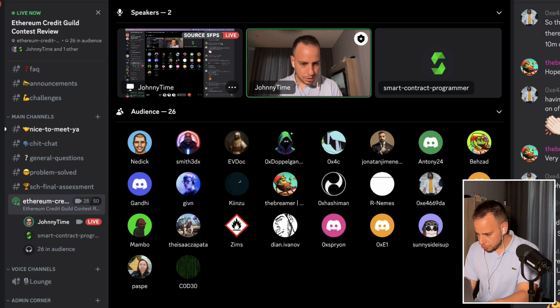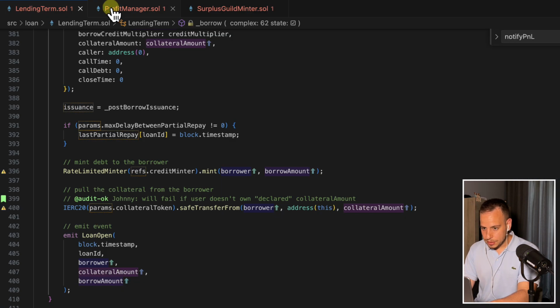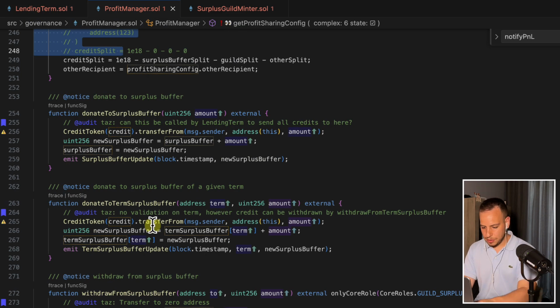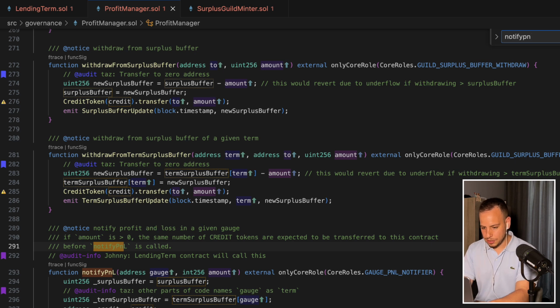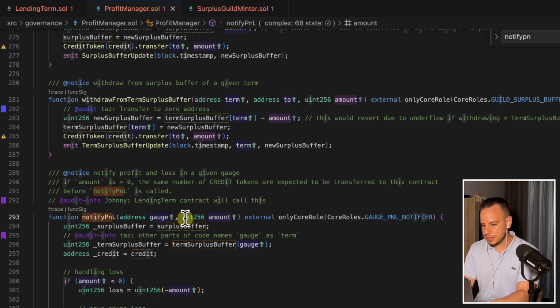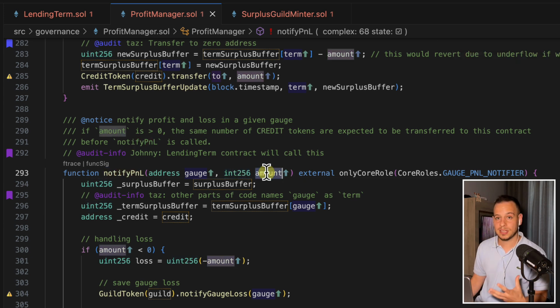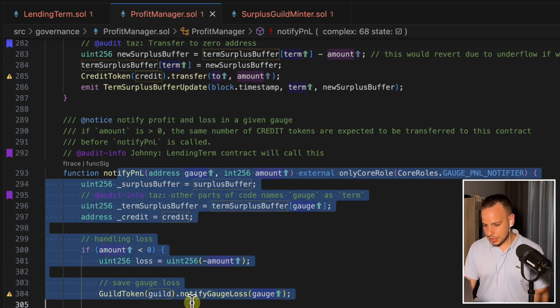Let's see if there are any questions. Yeah, Profit Manager, both mint tokens and hold tokens. Yeah, both. So basically, we already understand that lending term is calling Profit Manager. There is this NotifyPnl function. As you can see, it's interesting because it doesn't receive uint, but int. Because with int, the amount can be either minus or plus. If it's a minus, it means it's a loss. If it's a plus, it's a profit. And that's how it works.